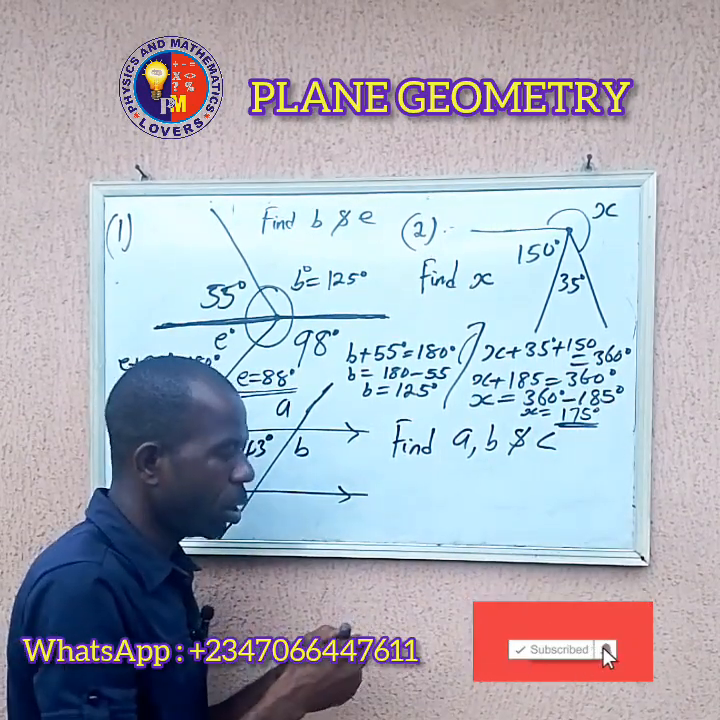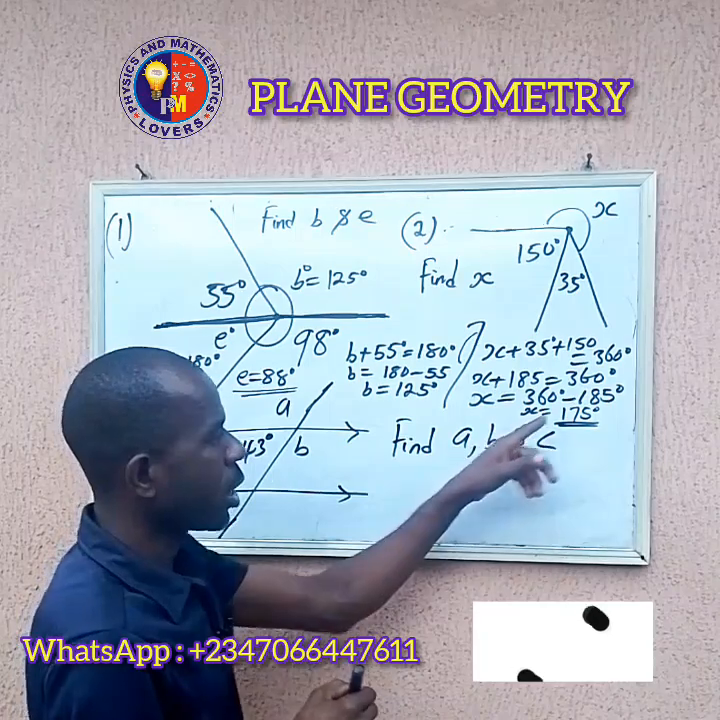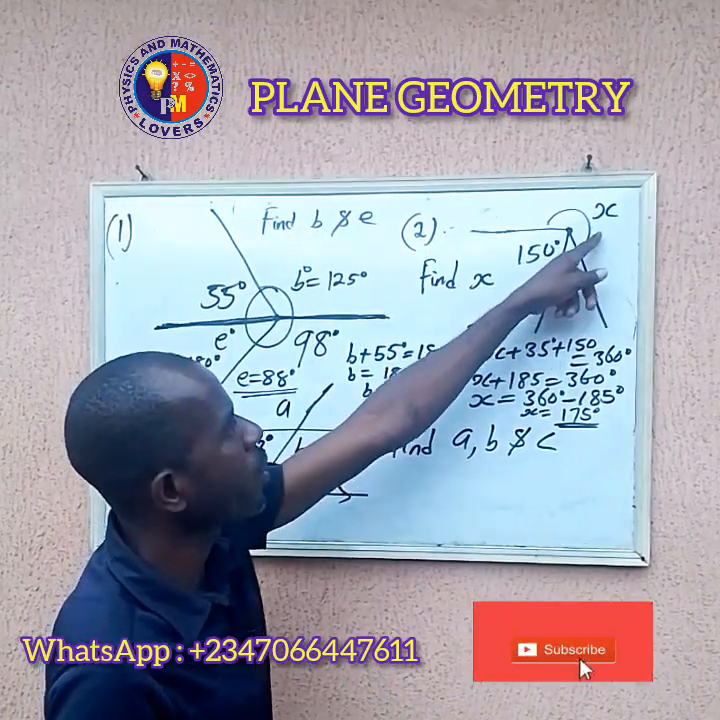So this is an obtuse angle. It has 175 degrees. So your X is what?